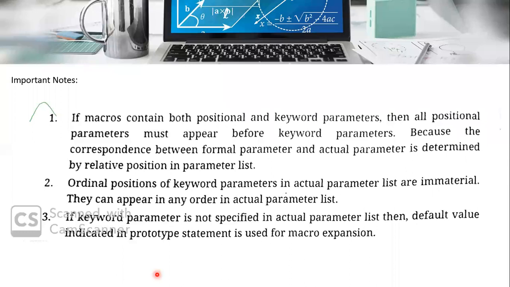The first point is that if a macro contains both positional and keyword parameters, then all positional parameters appear before the keyword parameters. Now we can consider this particular rule in our high level languages also. All normal variables or formal parameters, the positional parameters, are given first, and then we can write the keyword parameters. That is, here we consider positional and keyword parameters. If we use both combined, then the positional parameters must appear before the keyword parameters.